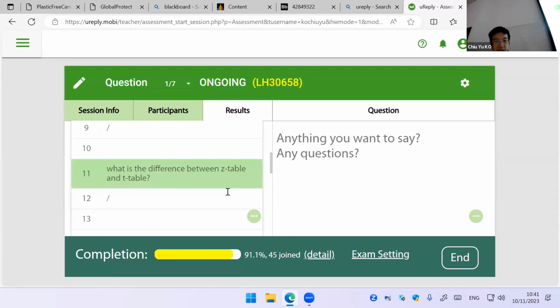What's the difference between the Z table and the T table? Well, very different. The Z table is normal. Okay, that's normal. And what's the T here? T is the thing that, if this is the distribution of the sample mean in the case where I don't know the sigma. So let me try to draw this.